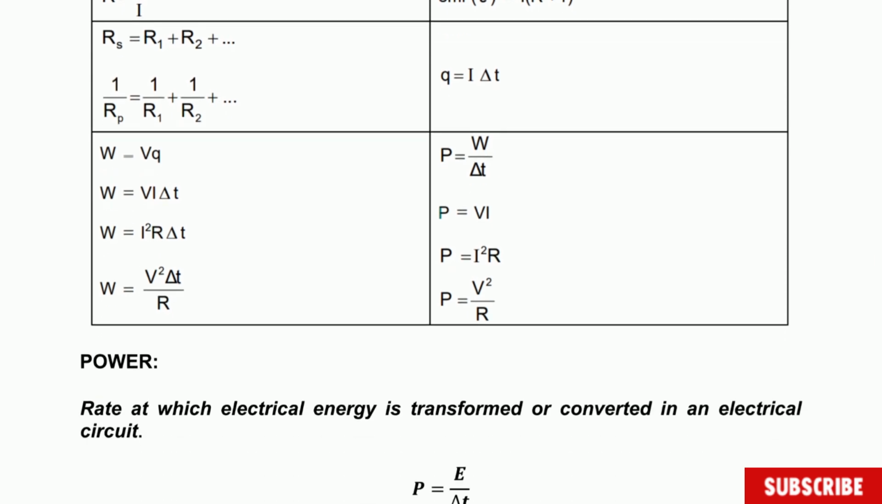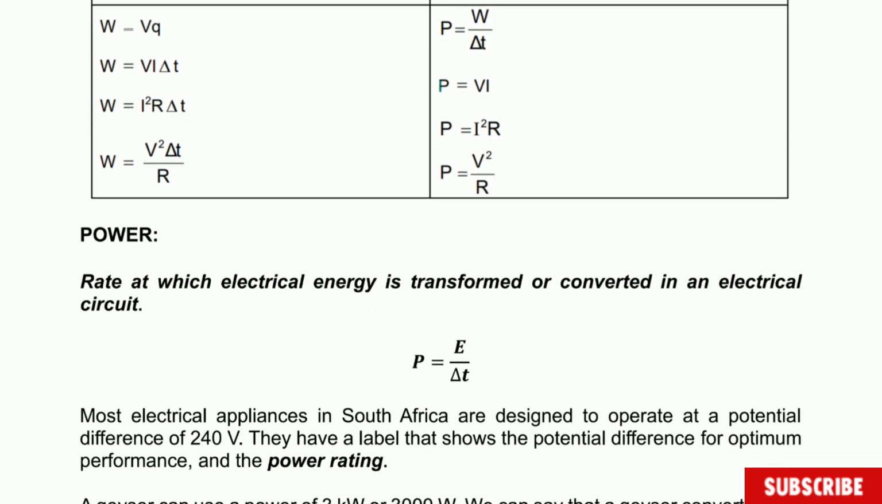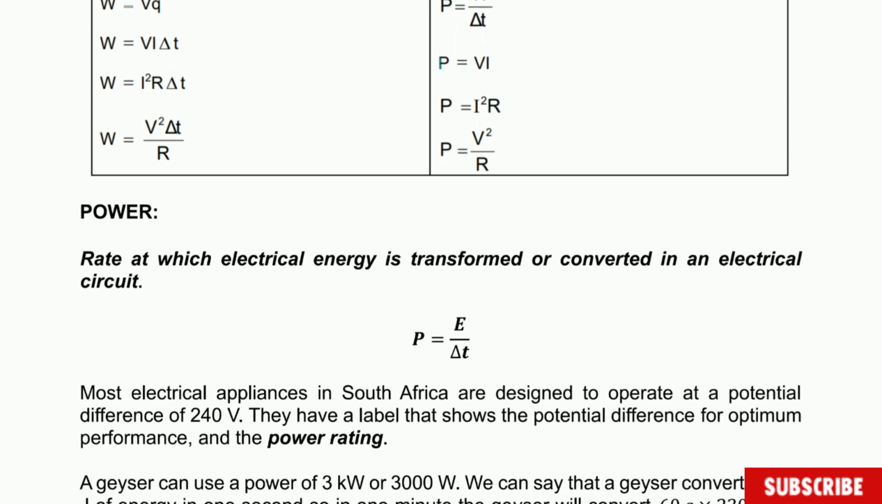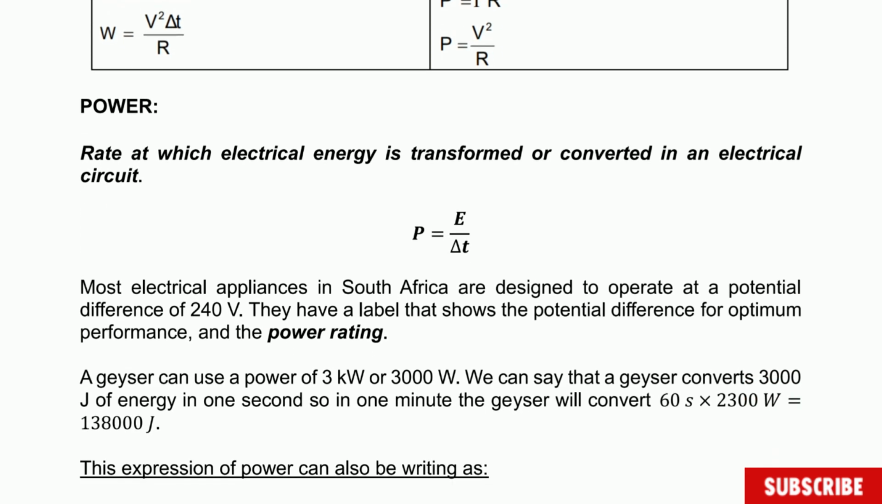It's going to be quite short because the concept is not a very difficult one, and then we're going to start by defining power. This is the same definition of power that we did in work, energy, and power. So the power is the rate at which electrical energy is transformed. The only difference is we're using electrical energy, but you can just say energy is transformed or converted in an electrical circuit. Okay, and then the formula, guys, is here.